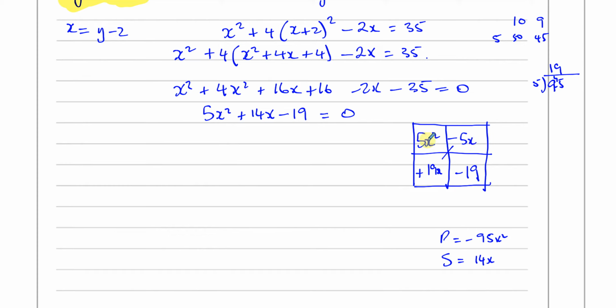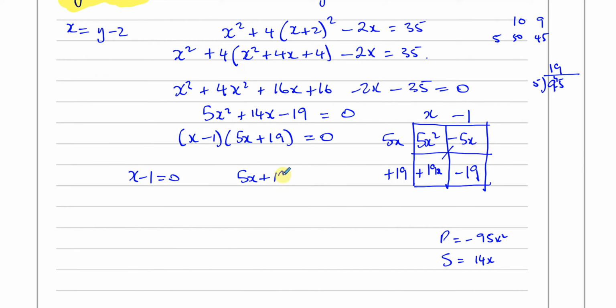So now if I take out the common factor from these two terms, it's going to be 5x. And from these two, well, 5x times x is 5x squared. 5x times minus 1 is minus 5x. And x times 19 is 19x. So I end up with x minus 1 times 5x plus 19 equals 0. So those are my two factors. So I've now factorized this. And we can see that either x minus 1 is 0 or 5x plus 19 equals 0. So either x equals 1 or x equals negative 19 over 5.